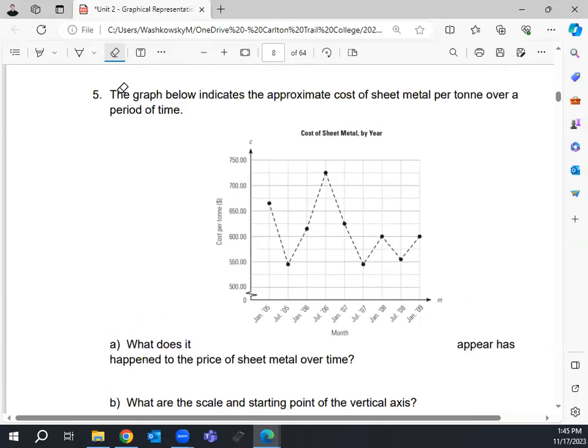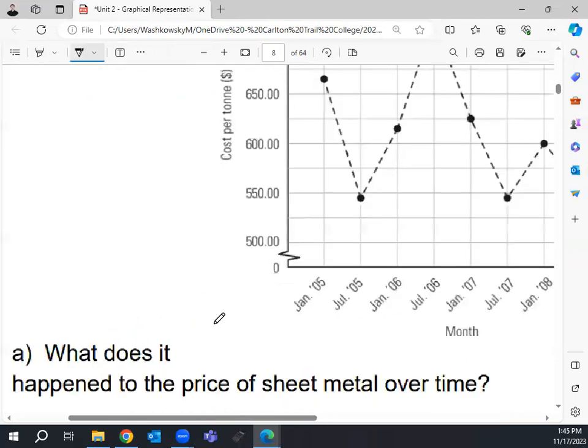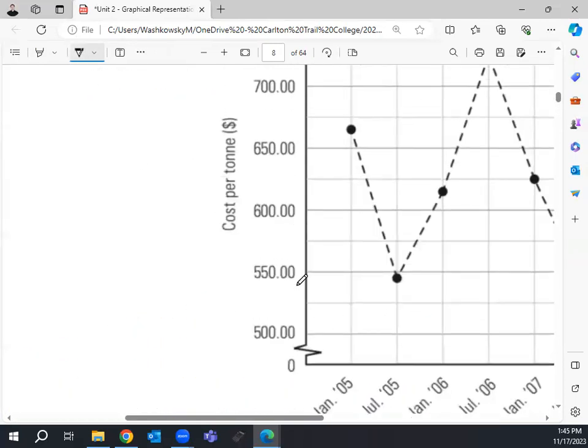That's exactly it. Because remember, the scale always needs to be the same after that, right? Then it's always $50 per line, 50, 50, 50, 50.